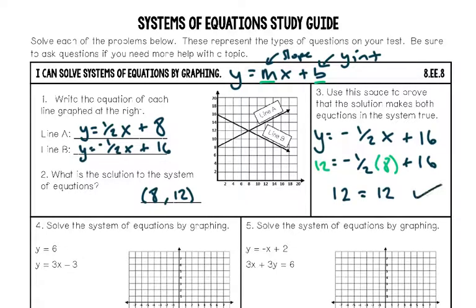And that checks out. So if you can do questions 1, 2, and 3, you're good at graphing the systems of equations and then checking to make sure that that solution works for both equations. Let's look at number 4.